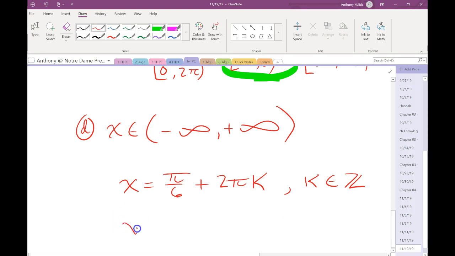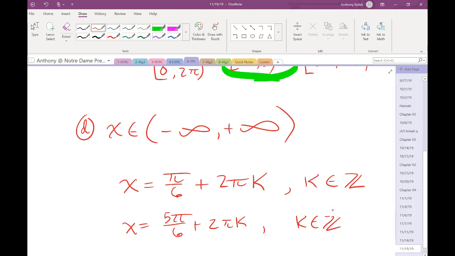How would I write the other answer? The same way, except I'm going to say 5 pi over 6. Everybody okay with that one? Okay.